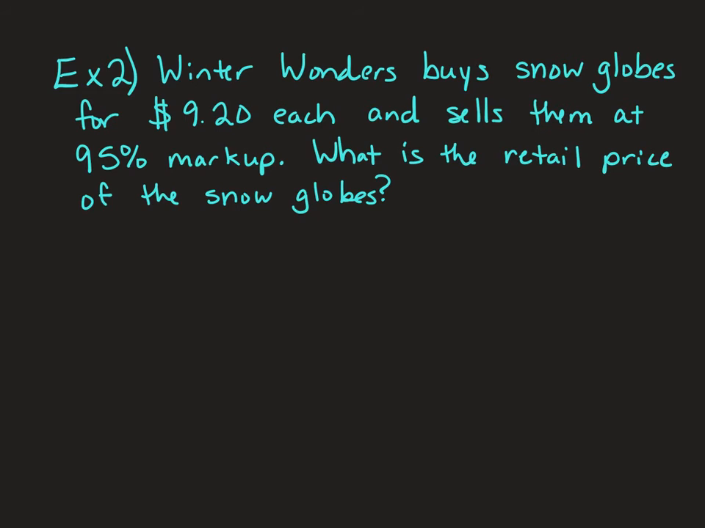So first of all, we want to figure out what the increase is. We know it's a 95% increase, but we want to find what amount of money that is. So step 1, we want to find the increase. So it's a 95% markup, so 95% of the original price, $9.20.